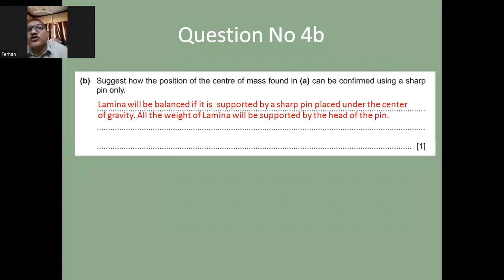So I have written this answer also. Let me show you. It says the lamina will be balanced if it is supported by a sharp pin placed under the center of gravity. All the weight of the lamina will be supported by the head of the pin. So hopefully you understand. That is question number 4, and it's B part.